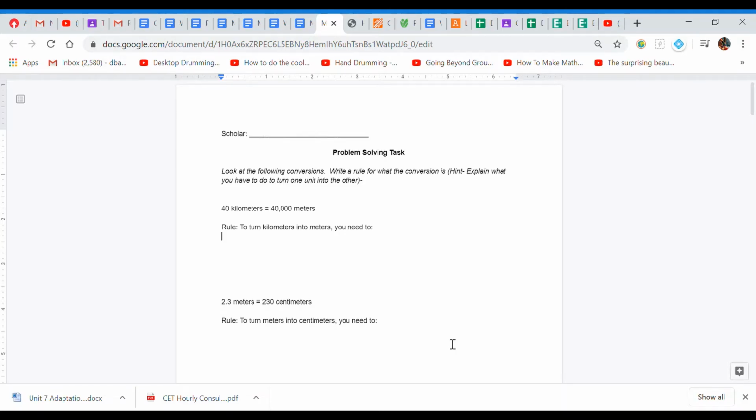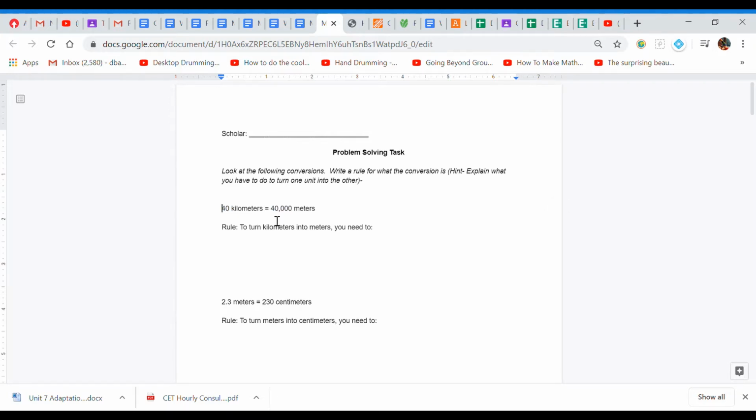All right, here's our problem-solving task. It says, look at the following conversions. Write a rule for what the conversion is. When we say a rule, what I mean is what you have to do to turn one unit into the other. So we have an example of what happens, and we have to work backwards and find out how they did it. So we have 40 kilometers equals 40,000 meters.